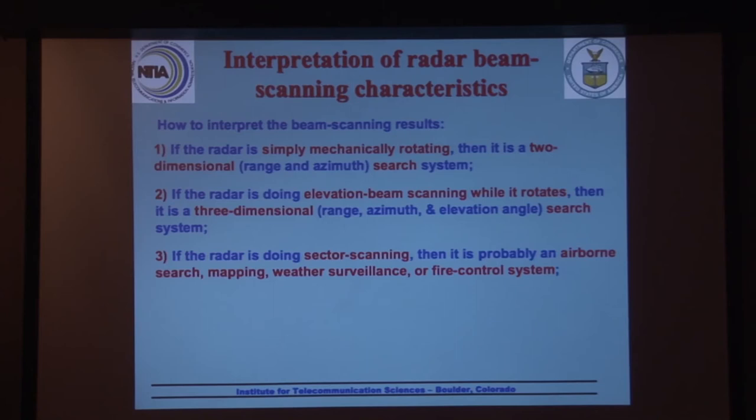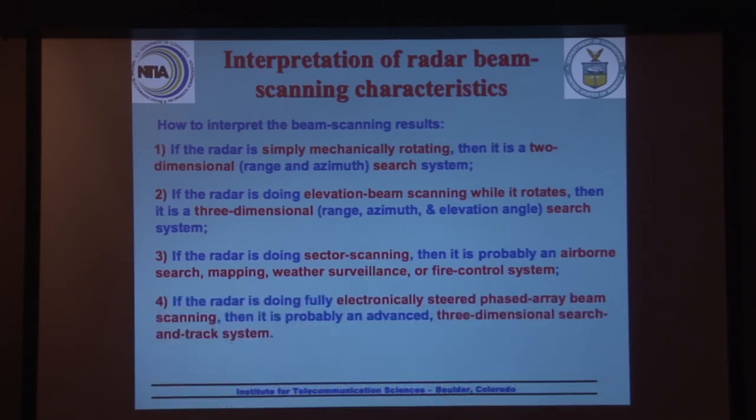Depending upon what you can record and look at, you might be able to sort that out in somewhat more detail. If the radar is doing fully electronic phased array beam steering, then what you're seeing is an advanced three-dimensional search system and probably a system that could track as well as search. These other radars typically, except for the sector scanning airborne, can't track. Well, they do track, but they don't track with the beam. They track with logic inside the receiver processing. This kind of system can do real-time tracking, where it actually puts a beam boom, boom, boom, boom, boom, boom, and it follows a target along while it's doing its other scanning.